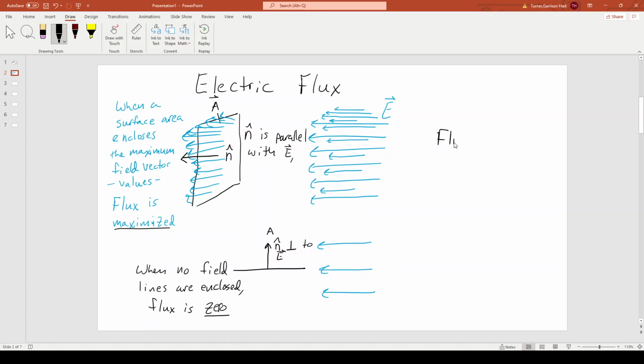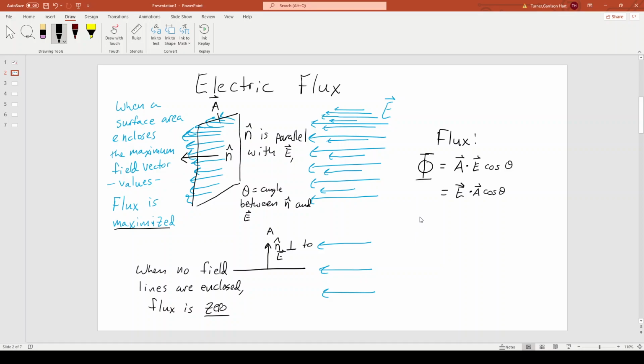So the definition of electric flux is, and we define flux by the symbol phi, okay? So the electric flux is defined as A dot E cosine of theta, and theta is the angle between the normal vector of A and the unit vector of E. Okay? It's often customary to write it like this, E dot A cosine theta. Okay? But this is the flux. This is the definition of electric flux. Okay.